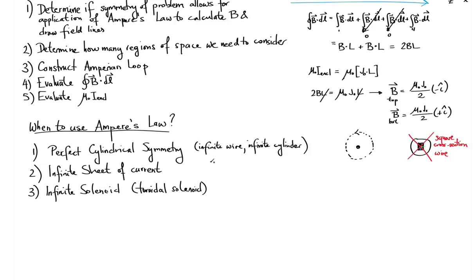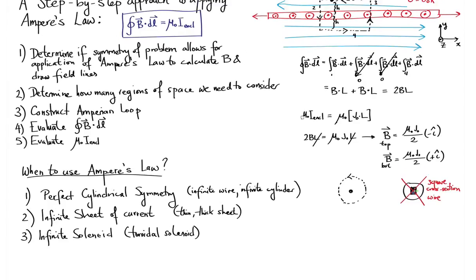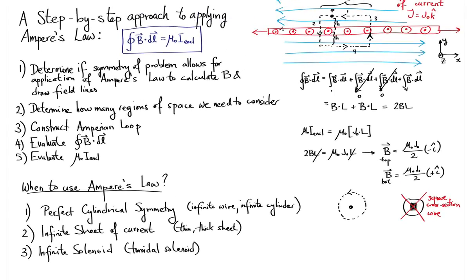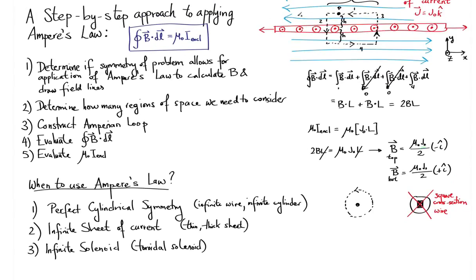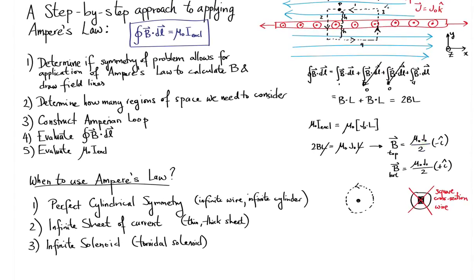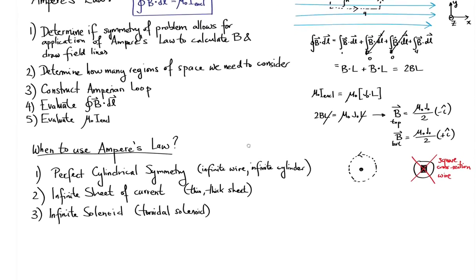So we've encountered the infinite sheet of current, and this could be a thin or a thick sheet. But it could not be a sheet where the current is varying laterally. If there was more current on this side than that side, that would ruin the symmetry of the problem, because the magnetic field, for instance, might be stronger over here than over there. And so we can't assume that the magnetic field is exactly constant along this side of our Amperian loop, right? If we had more current here than over there, then the magnetic field here might be stronger than there, and that makes it really hard to evaluate that integral correctly.